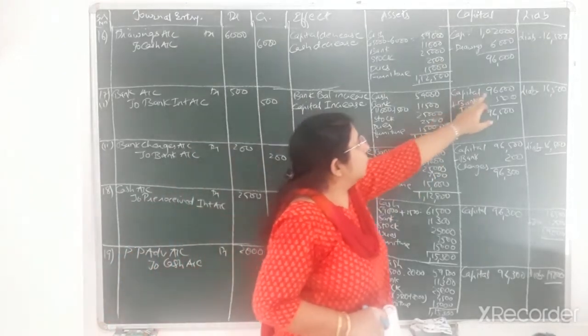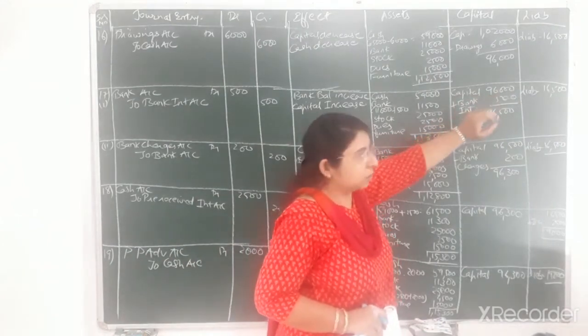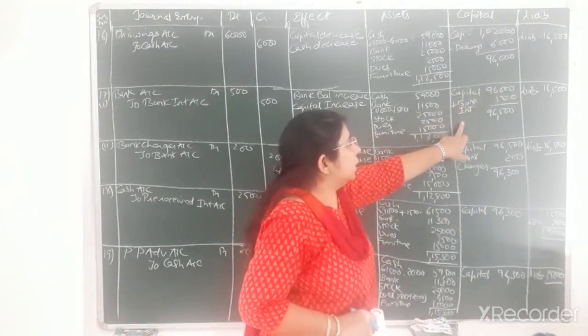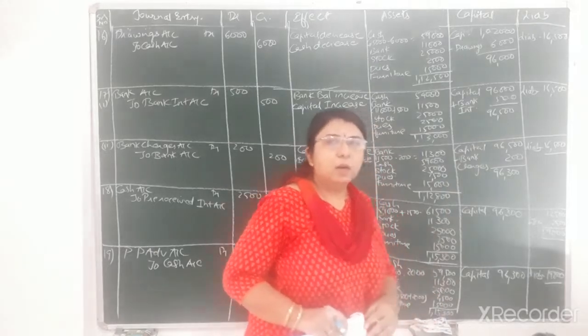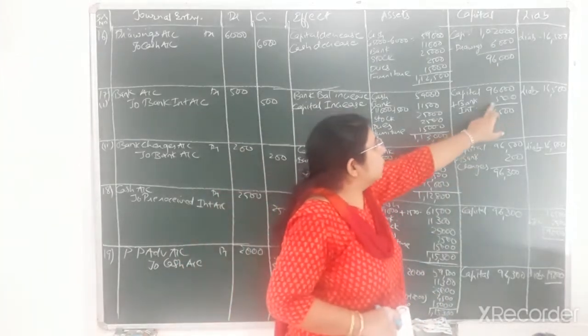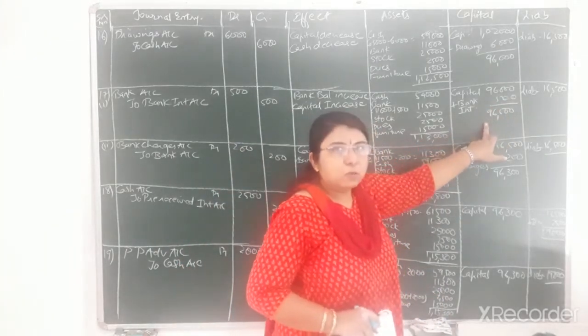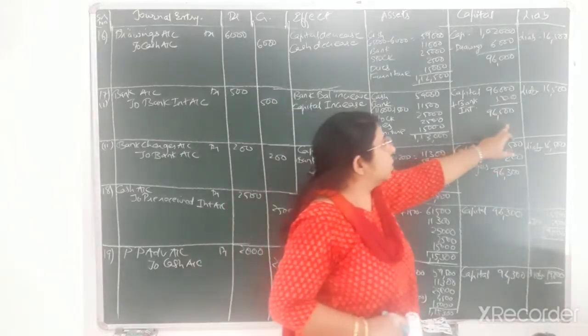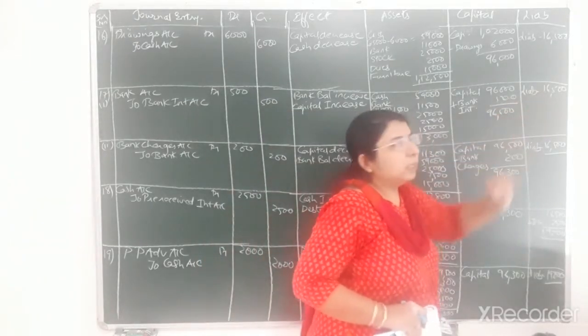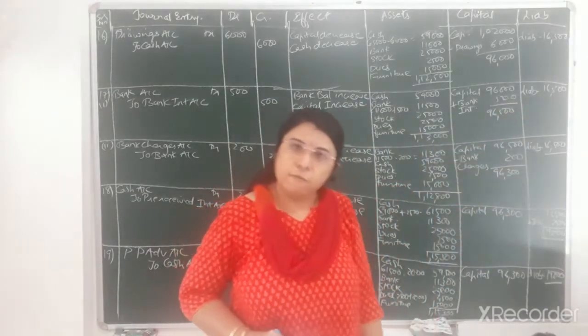In case of capital, the previous balance was 96,000 plus bank interest, that is an income. Income will always be added in the capital. So capital will be raised by rupees 500. So now the balance of capital would come to 96,500. And for liability as it is, that is 16,500.